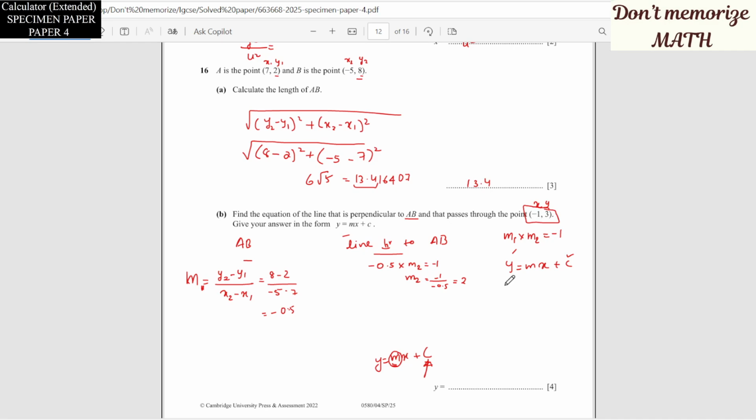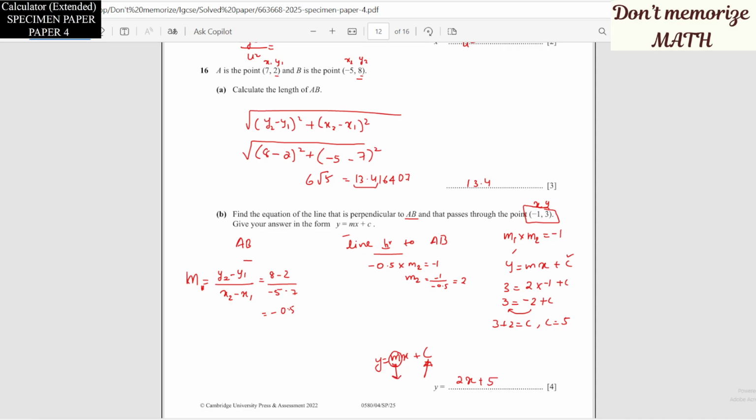So y is 3, equal to the gradient we already got, 2, times x is minus 1, plus c. So 3 is equal to 2 times minus 1, which is minus 2, plus c. So minus 2 will move, it will become plus 2. So 3 plus 2 is equal to c, that is c is equal to 5. So you can write the final answer: y is equal to m is 2, so 2x plus c is 5. The equation of the line that is perpendicular to AB is y is equal to 2x plus 5. I hope it is clear for you.